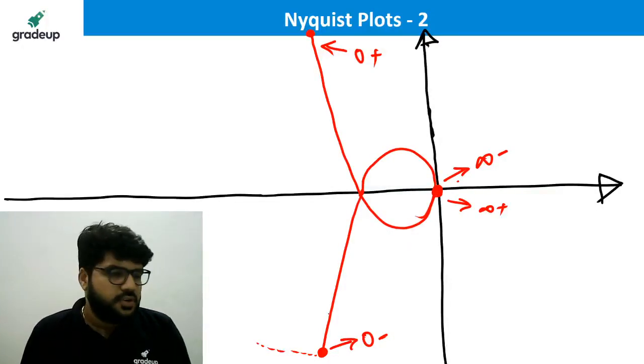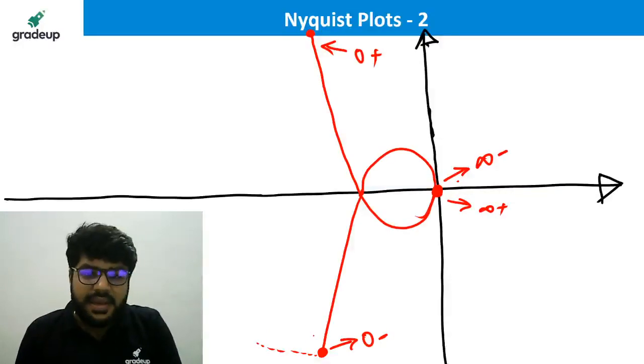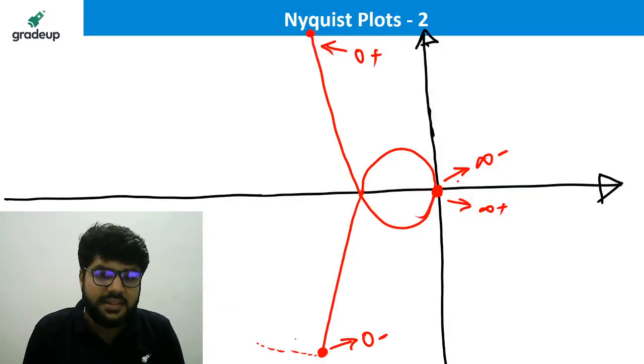Okay, yeah. So come back to the diagram. Yes, it is going to be 0 minus to 0 plus in the clockwise manner, in the direction of the clock.